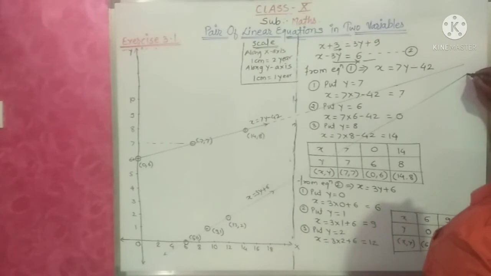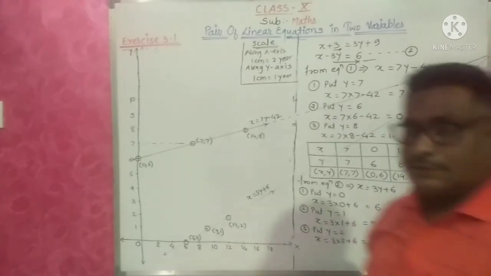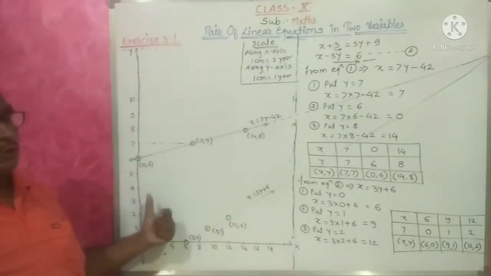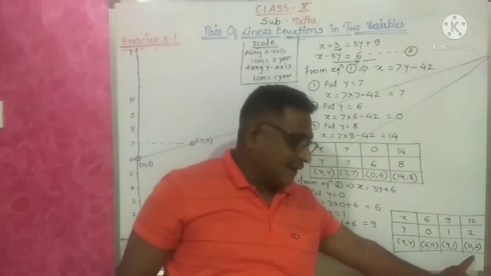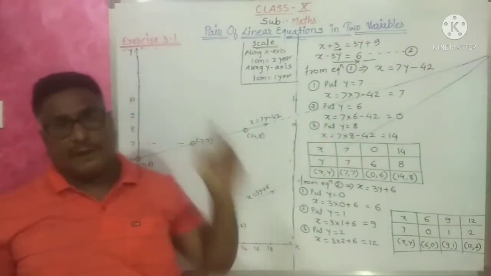So you can produce it up to the intersection. Somewhere there it will intersect. That intersection point is the solution of this. So draw a perpendicular here for the x coordinate, and from here you will get the y coordinate.